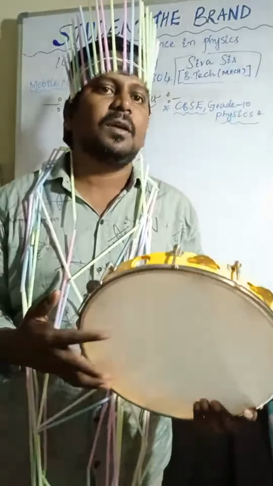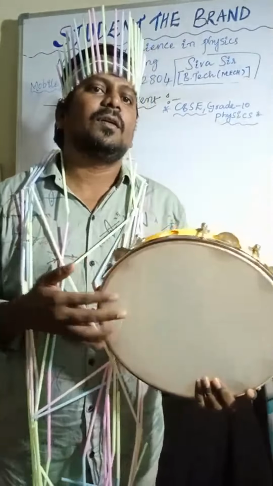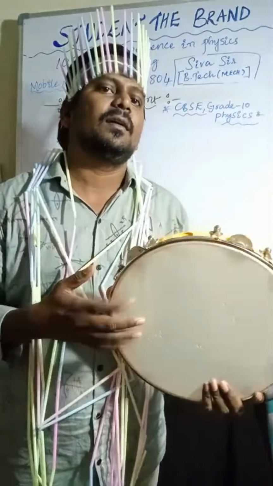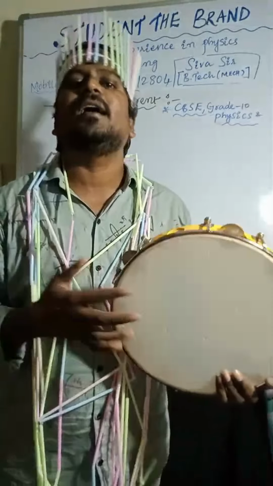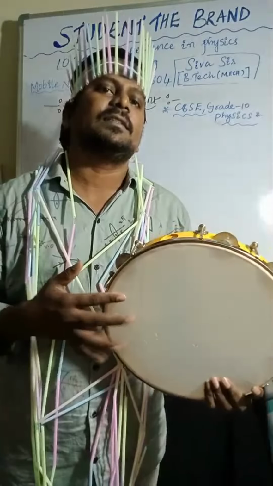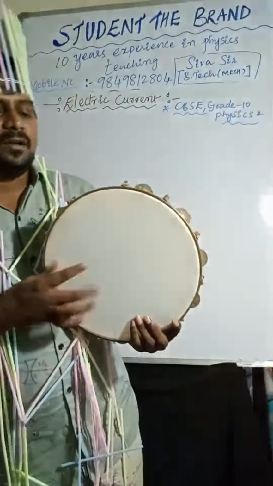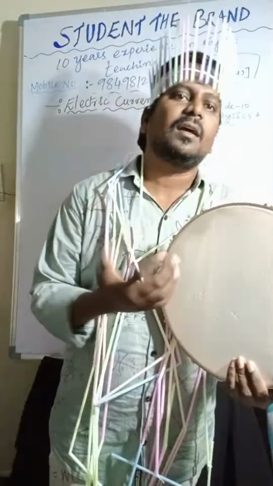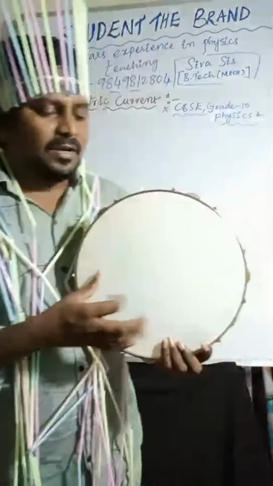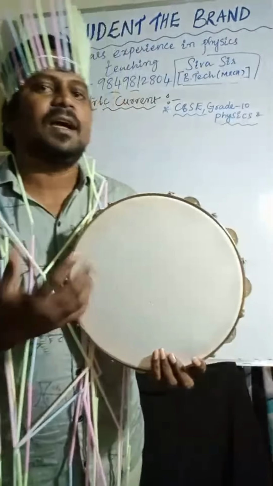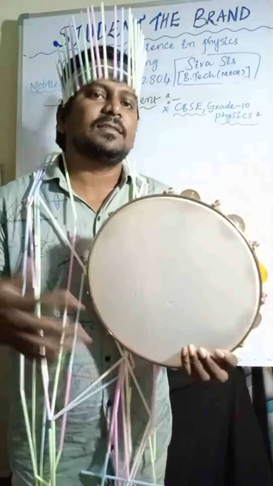Myopia. Near distance, we can see; far distance, we cannot see. For that correction, we are using a concave lens.